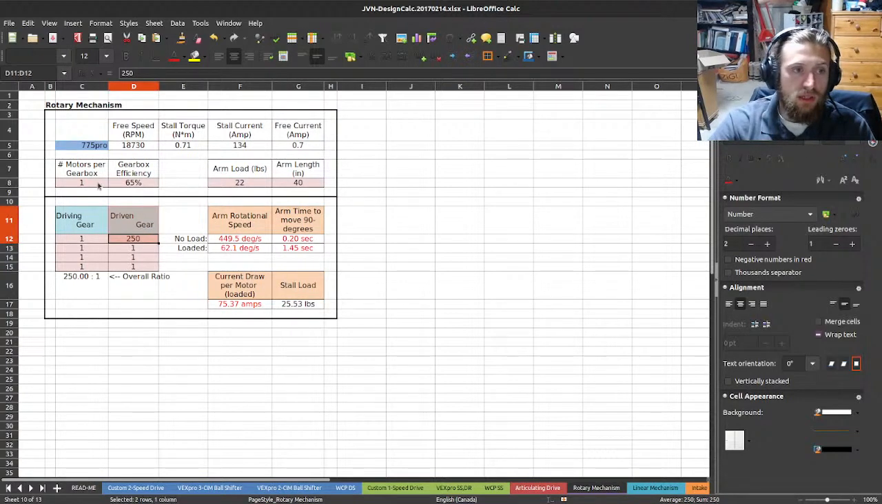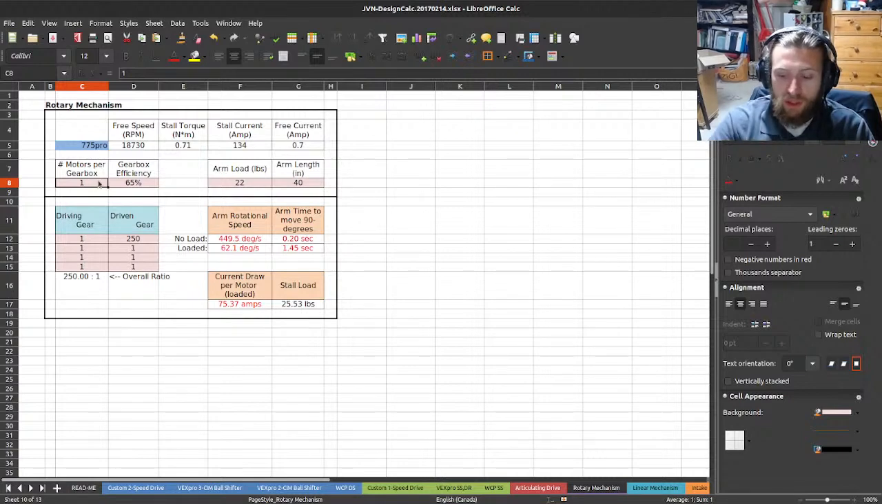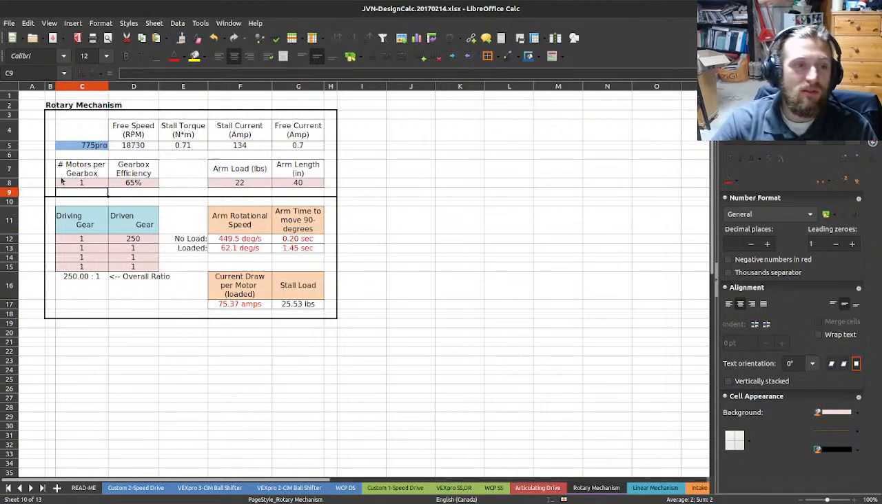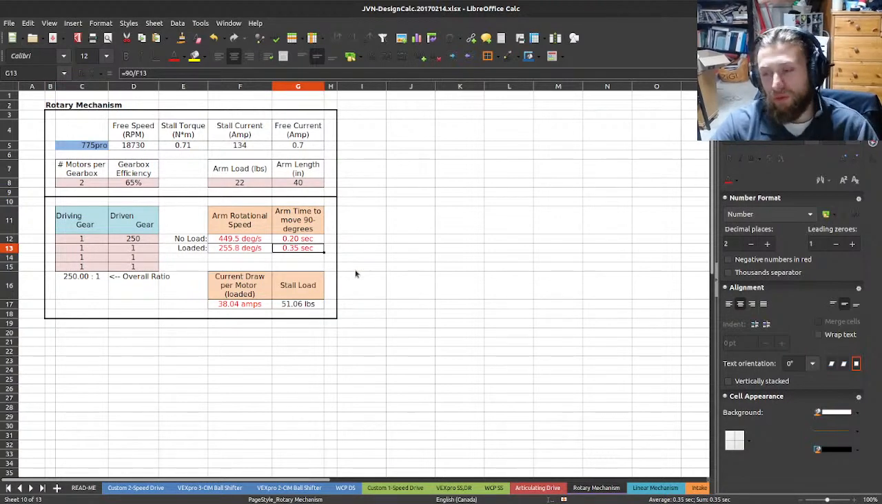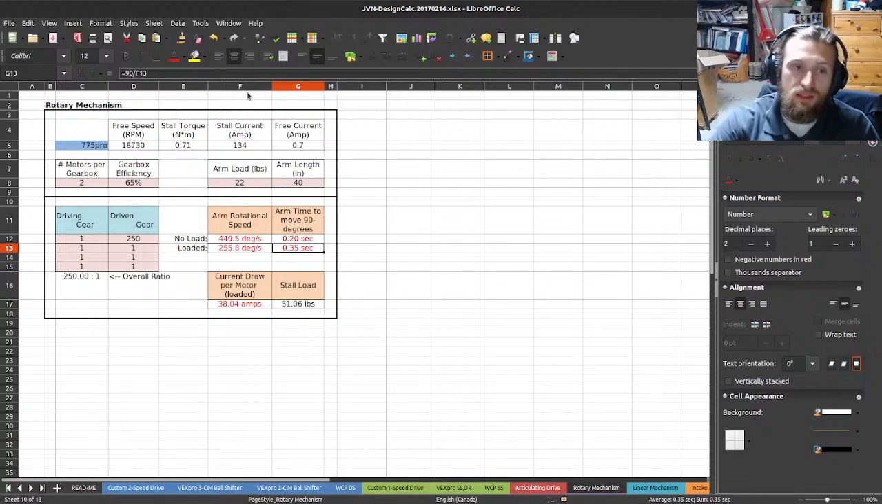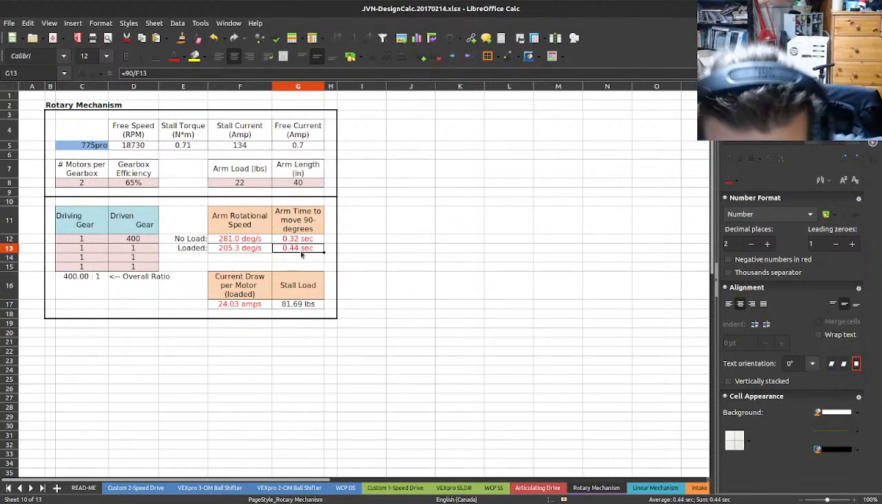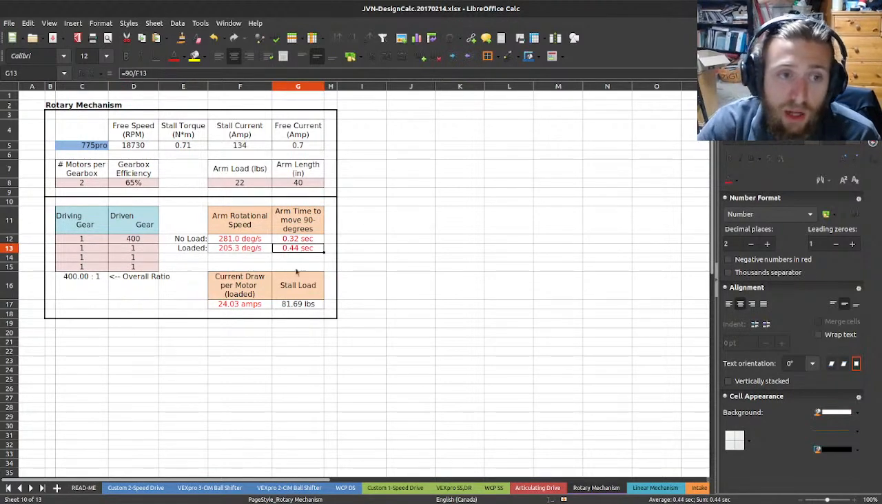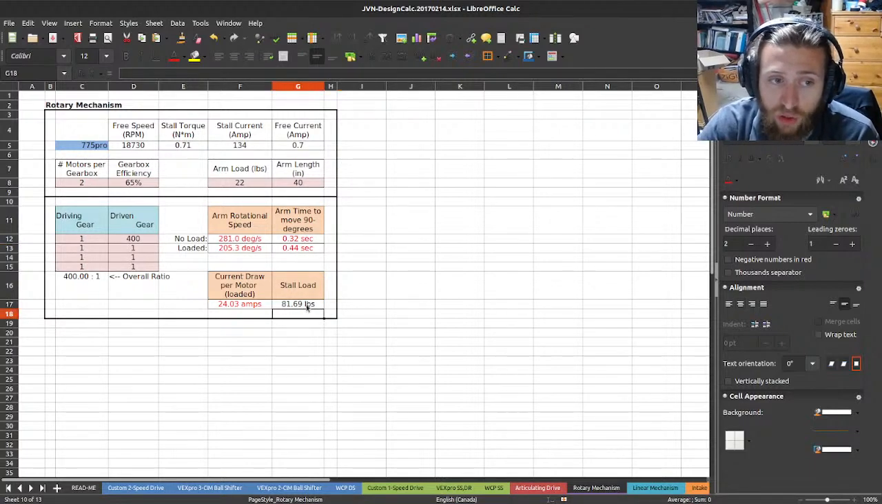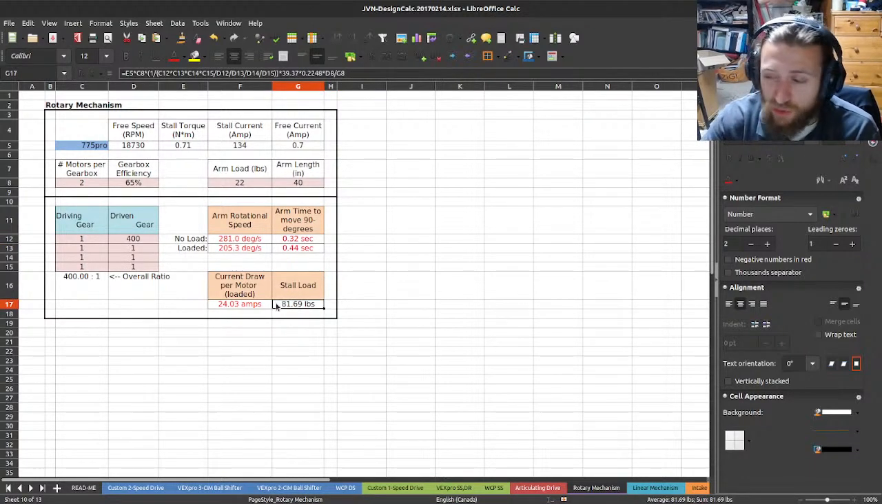Which is not good. Now we're going to do the same trick we did before. We're going to increase the number of motors we have. You can see we increased the number of motors, and everything just dropped significantly. So 2 motors drops down to 0.35 per 90 degree movement. This is like nothing. So it's going to be really easy for us to get an ideal gear ratio. Let's try 400. 400 to 1 ratio. 24 amps. That's pretty good. We're still under half a second. Stall load is 82 pounds.